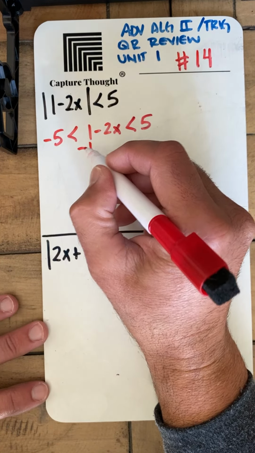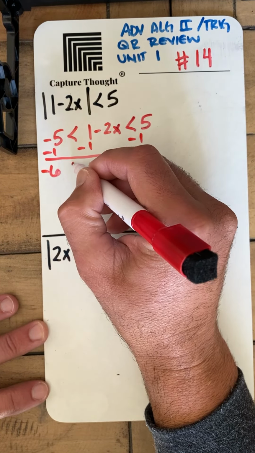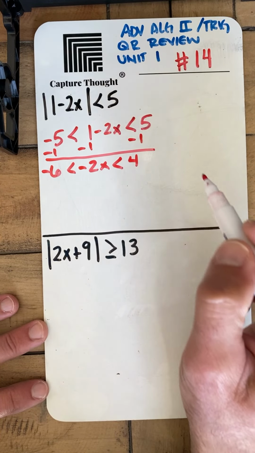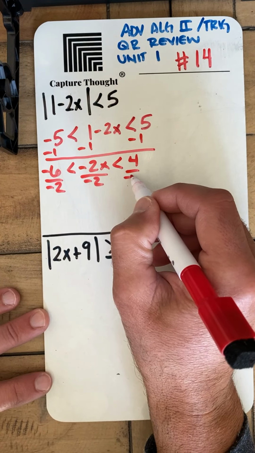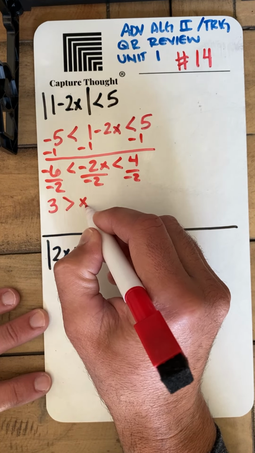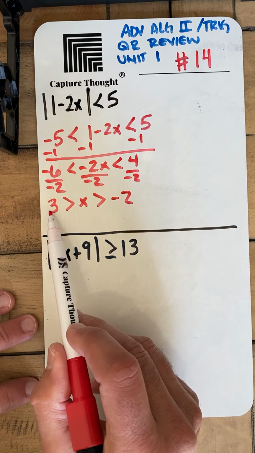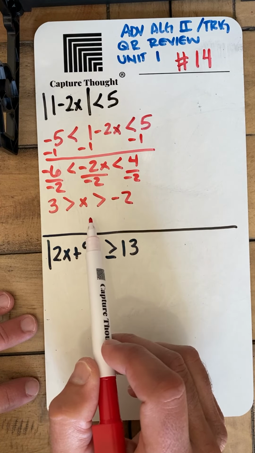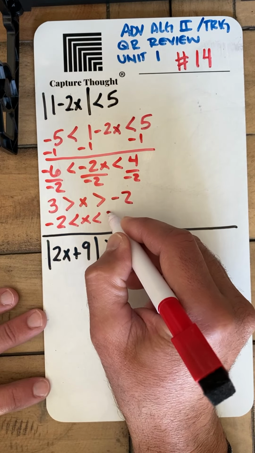So I would subtract 1 from both sides. So I have -6 is less than -2x, which is less than 4. Then I'm dividing by a -2. Divide by -2, divide by -2. So that means I'm going to get this: 3 is going to be bigger than x, which is now bigger than -2. So 3 is bigger than some number, and some number is bigger than -2. This is a true statement, this is fine, but I prefer to write it like this: -2 is less than x, which is less than 3.